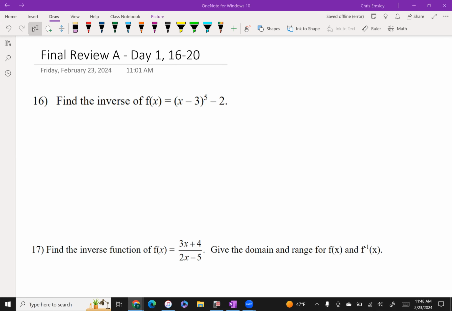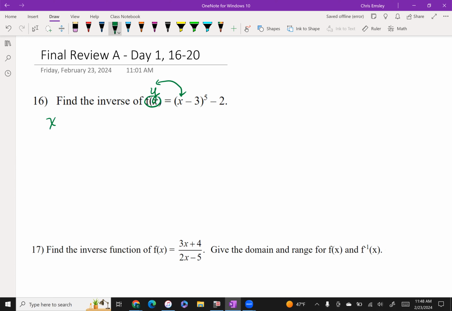Okay, number 16 asks us to find the inverse of a function. When we find the inverse, basically we take the x value and the y value and we swap them, and then we solve for that new y value. Remember that f of x is just another name for y. So right now this function is solved for y. If we are asked to find its inverse, we're going to swap those two variables.